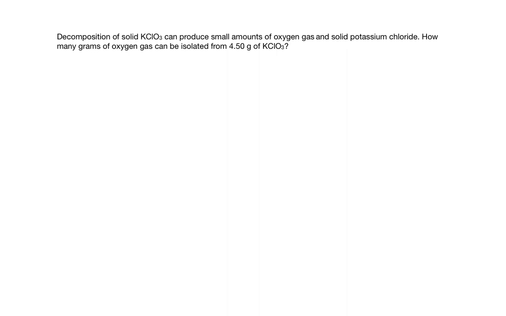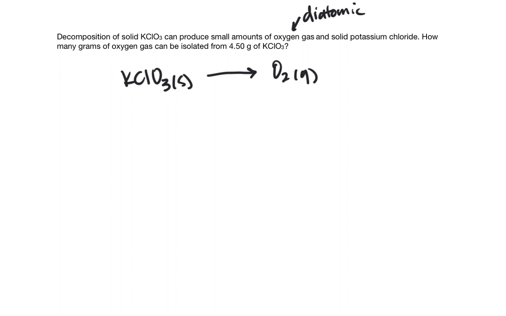And so we know that we have KClO3, and in this case, it's going to be solid, and we know a decomposition decomposes. And so we have oxygen gas. Now, oxygen is a diatomic, and so that means it comes as O2 gas plus potassium chloride. And we know that potassium is K+ and Cl is Cl-, and so that just gives us KCl, a solid. So now we need to balance this.